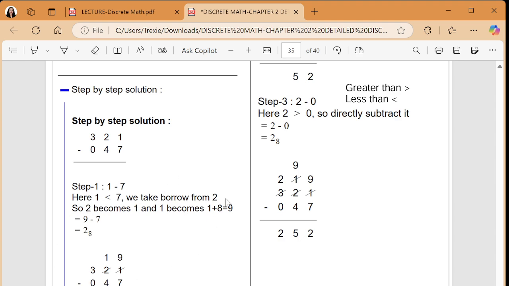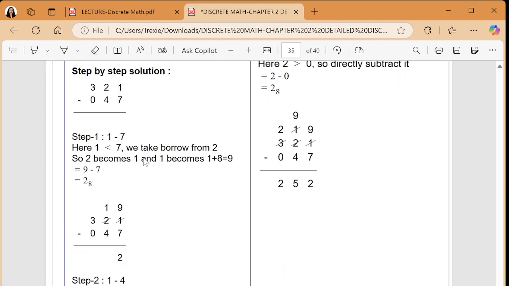Since 1 is less than 7, we need to borrow from 2. So 2 becomes 1, while 1 becomes 9. So we now have 8 plus 1 is equal to 9. So 9 minus 7 will now become 2.